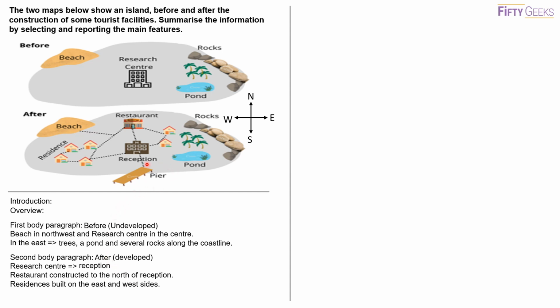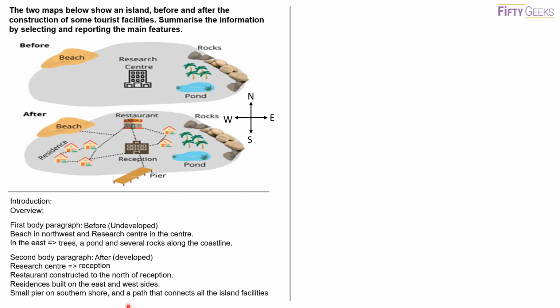Also, there is a small pier on the southern shore to receive and depart tourists from boats. Also, these lines represent a path that connects all of the island facilities. I will write, there is a small pier on the southern shore and a path that connects all the island facilities. Now our draft is ready, and from here we will start writing a task 1 by considering all these draft points.